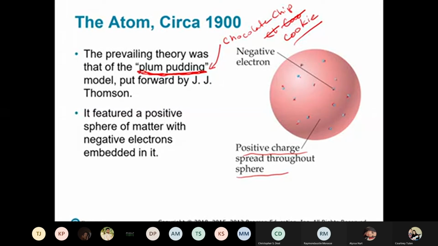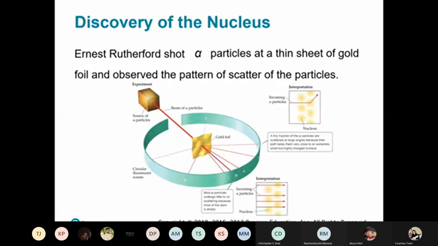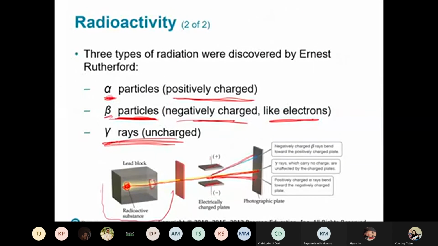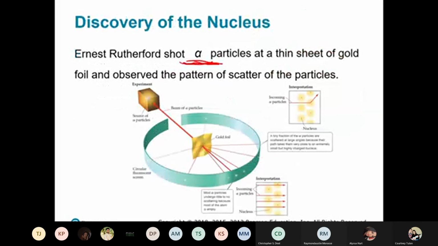Anyway, so let me just tell you that J.J. Thomson was wrong. Okay? J.J. Thomson was definitely wrong about this, because Rutherford, again, comes in and discovers the nucleus of the atom. The way he discovered the nucleus is because he used alpha particles. And if you remember back in the previous slide, alpha particles are positively charged. In his experiment, he shot alpha particles at a thin sheet of gold, and then observed the patterns of the scatter when the alpha particles hit the sheet of gold.